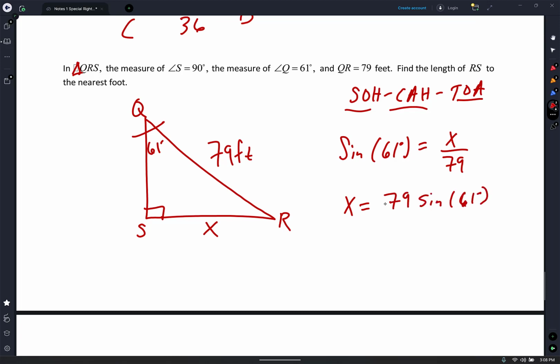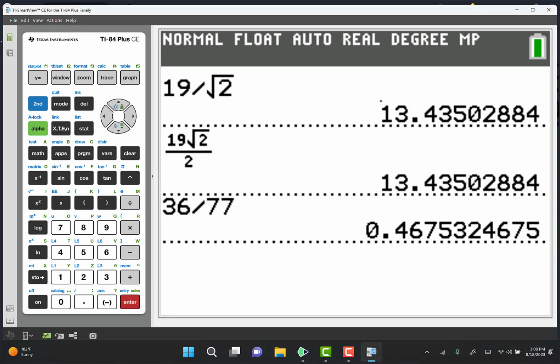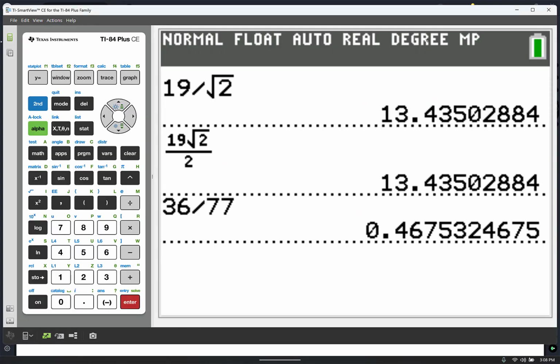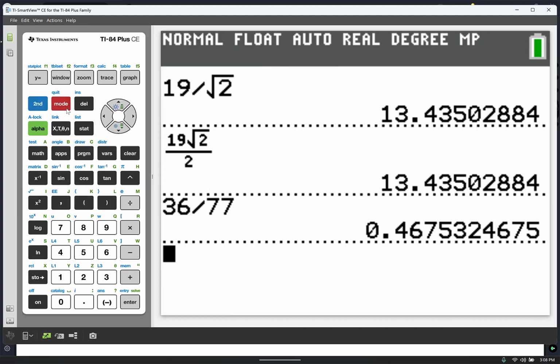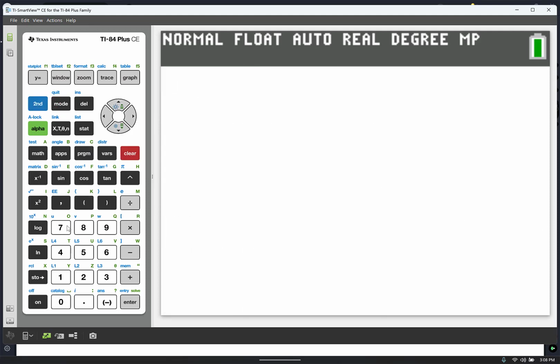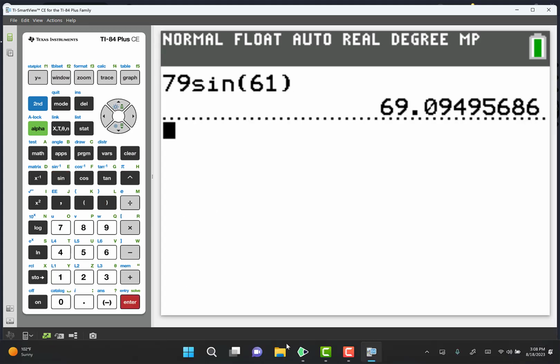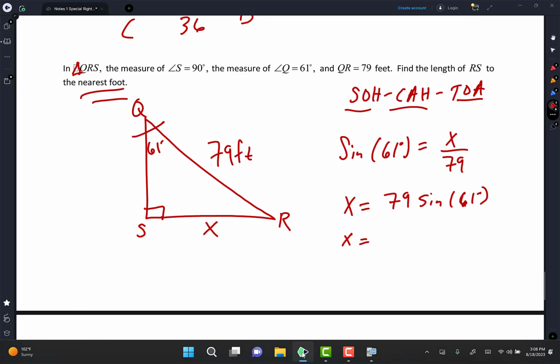And then you just take your calculator, and does it say to round to the nearest foot? Yeah, it does. Before you type it in, make sure that it says degree on that corner there. If it doesn't say degree, push mode and go down to the one that says degree and then push enter on that. So here we go. I'm going to push clear. 79 sine 61, and I'm going to push enter. And there's my answer, 69 feet.